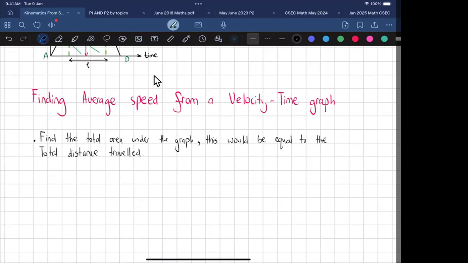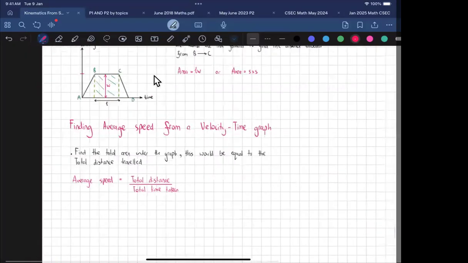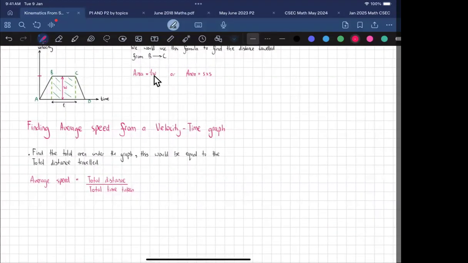Now, once we know that, we can just use the regular old formula. So average speed is equal to total distance all over total time taken. Right, so copy that down and we'll do one question and that'll be it for tonight.